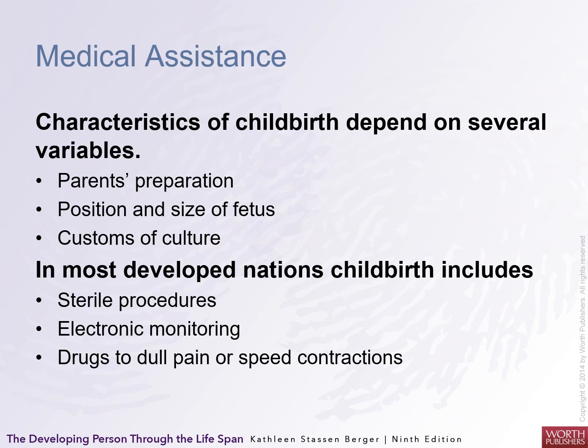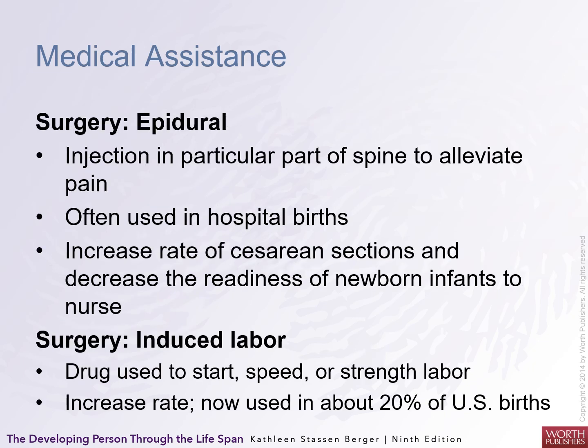Sometimes there's a need for medical assistance, depending on the parent's preparation, the position and size of the fetus, and customs of the culture that you live in. In most developed nations, they include sterile procedures, electronic monitoring, and drugs to dull pain and speed up contractions. It's fairly common. They also include surgery and epidurals, which is an injection in a particular part of the spine to alleviate pain. It's often used in hospital births.